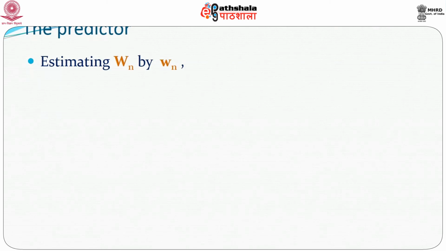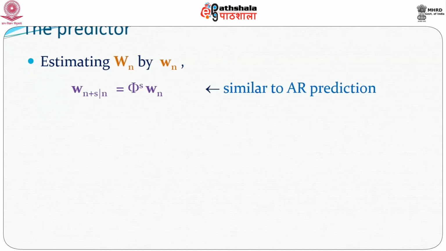So we get the predictor of this by estimating w_n by small w_n, which we can get from the Kalman filters. We have w_{n+s} given n is phi to the power of s into w_n.